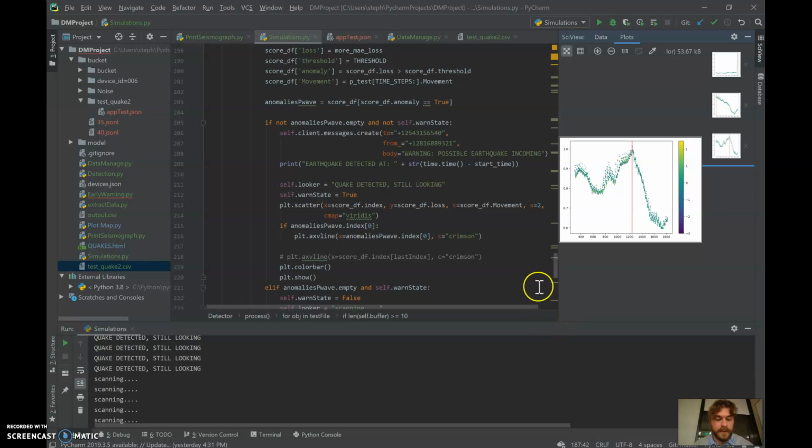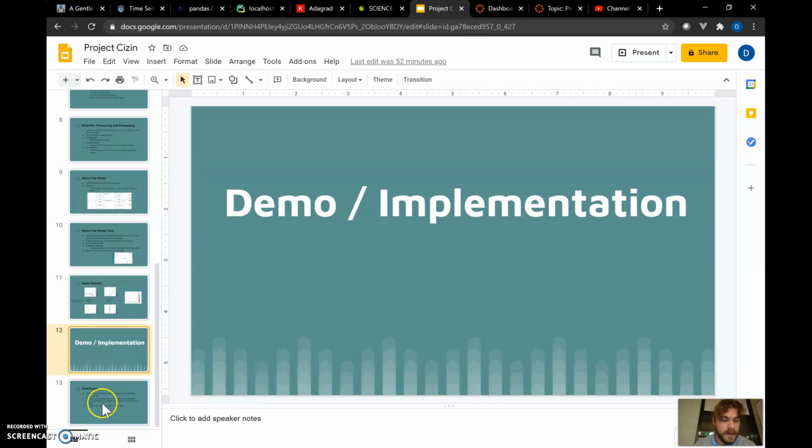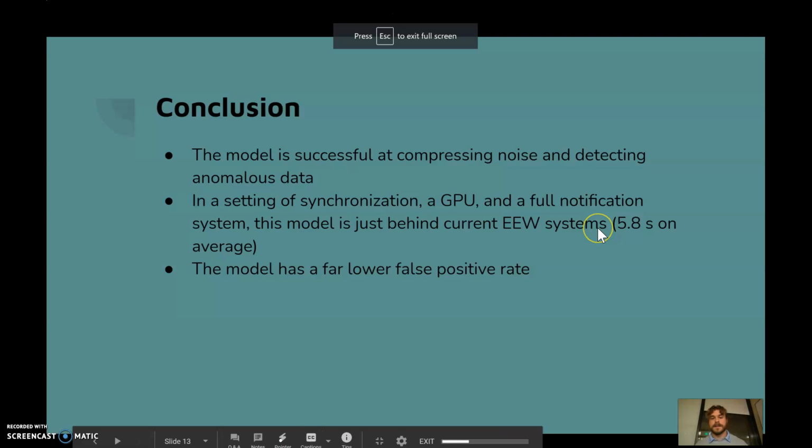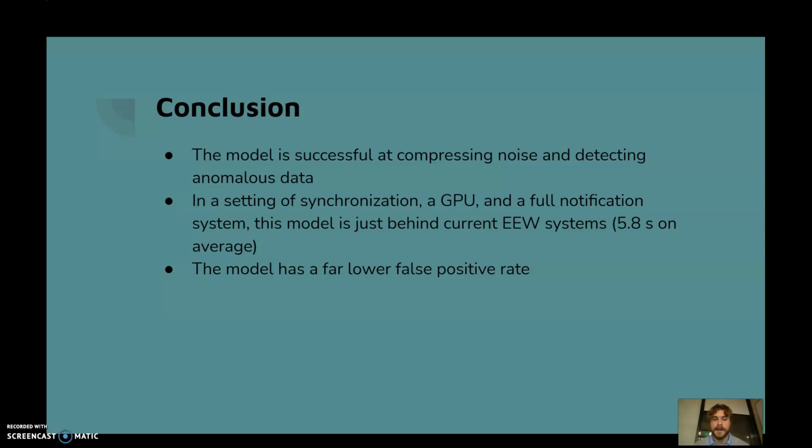So a few conclusions about this: the model is successful in compressing noise and detecting anomalous data in this context. In a better setting, with a computer that has a GPU and a full-stack software project around it, with synchronization and a full notification system that's a little more robust than a text message, then this application could really be useful. It's just behind current EEW systems that I found, reacting anywhere between 5 and 10 seconds, 5.8 on average for some of them.